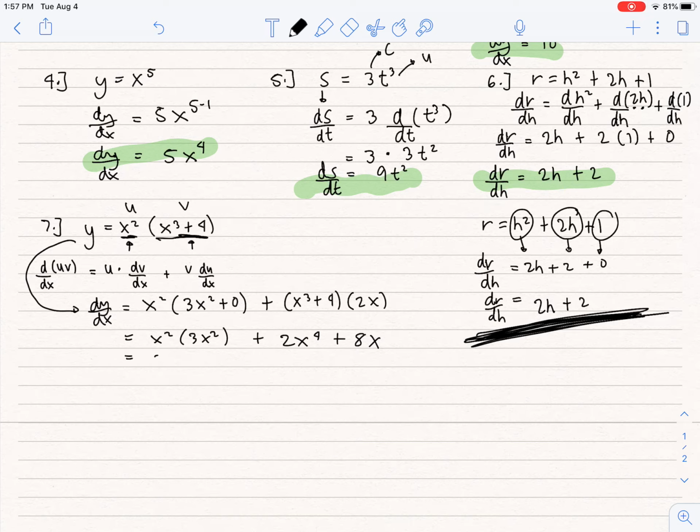This is now 3x raised to 4 plus 2x raised to 4 plus 8x. Simplify again, like terms man sila, so pwede ma-add. Okay? So this is now 5x raised to 4 plus 8x. So we can no longer simplify this one. So therefore, the derivative of y with respect to x is just 5 multiplied by x raised to 4 plus 8x. That is the answer.